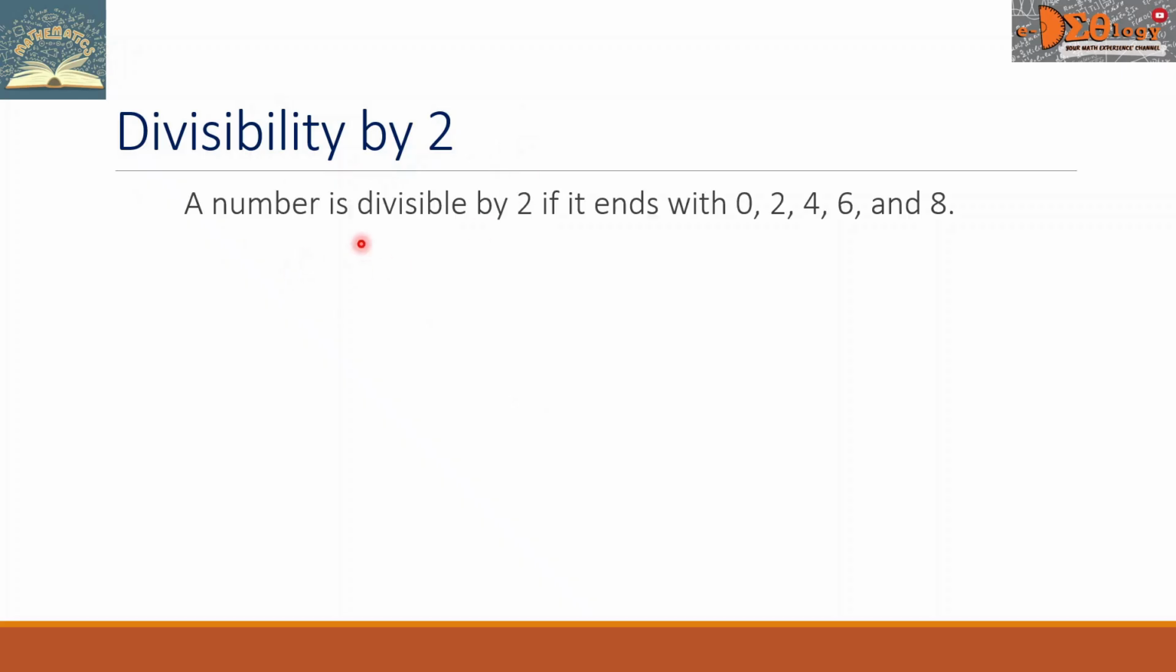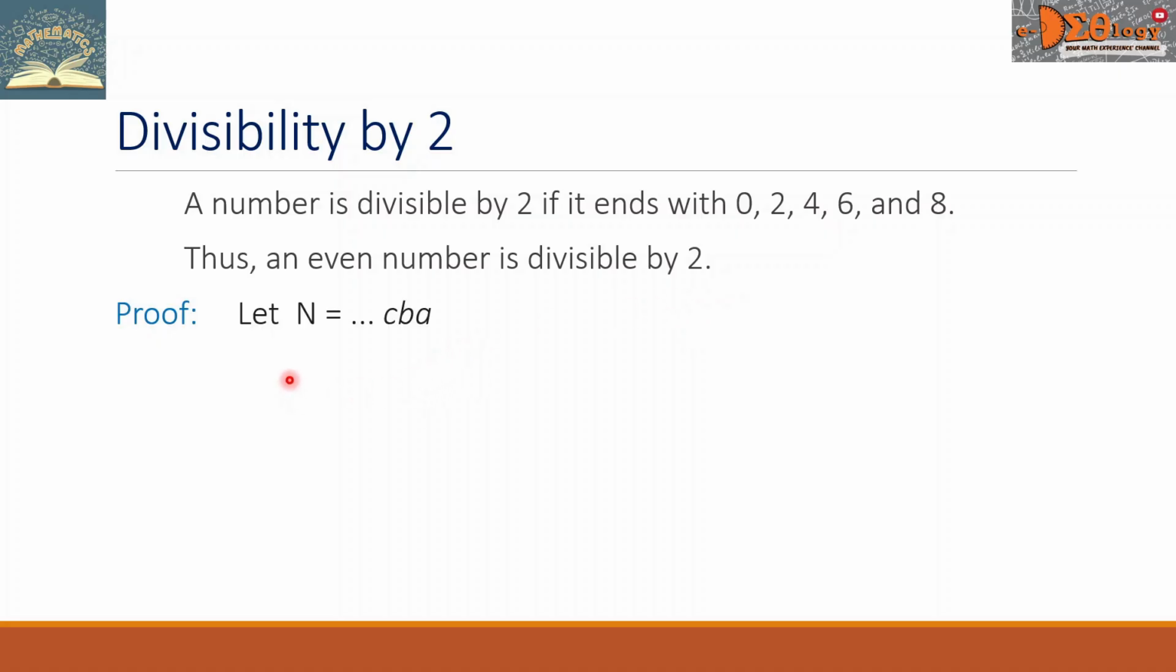Divisibility by 2. A number is divisible by 2 if it ends with 0, 2, 4, 6, and 8. Or we can say that an even number is divisible by 2.